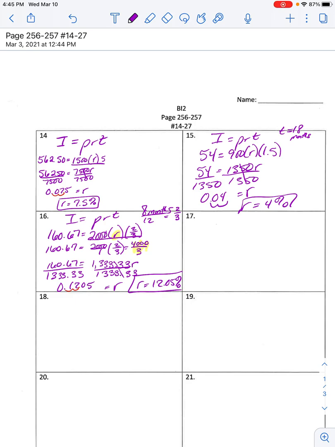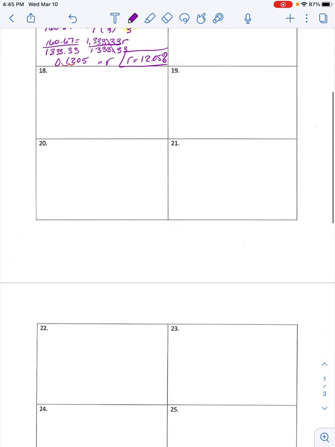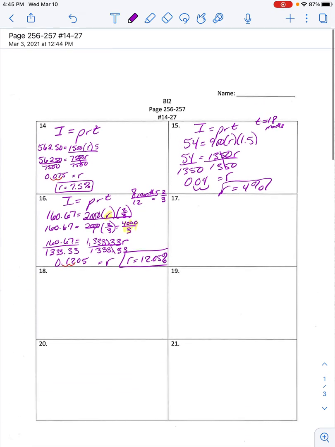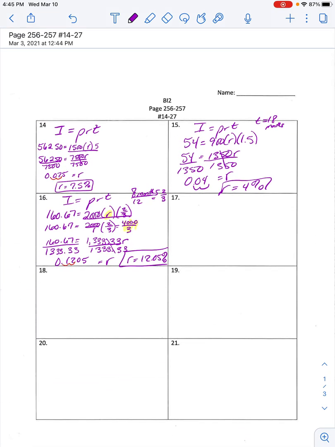Okay. I'm going to let you go ahead and finish the rest, 17 through 27, okay? And then once you get finished, you can check with the key or email me, and I will send you to the key to see if you are completing these correctly.